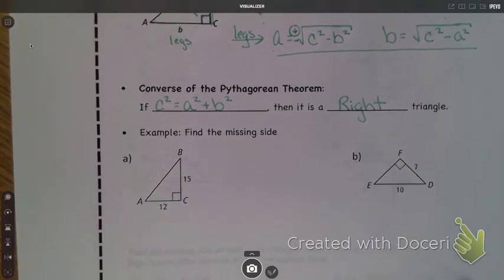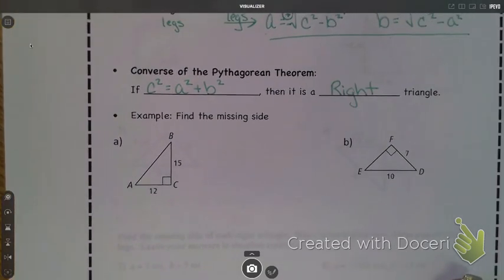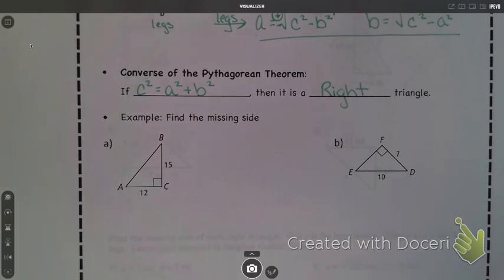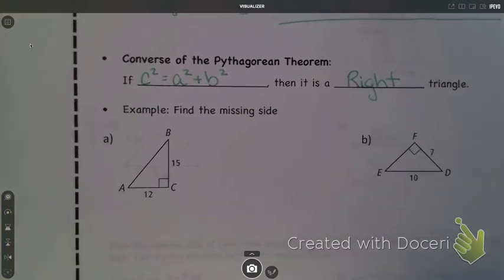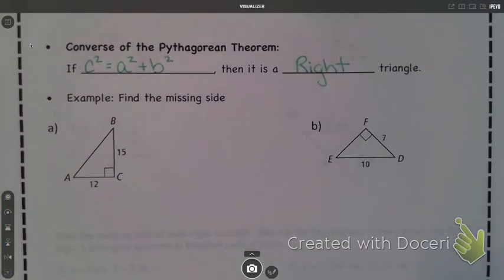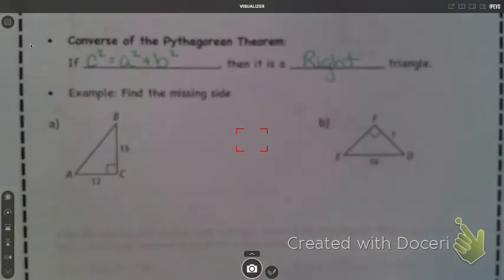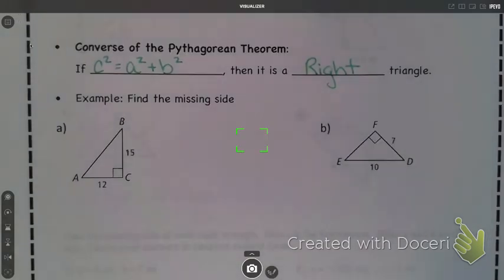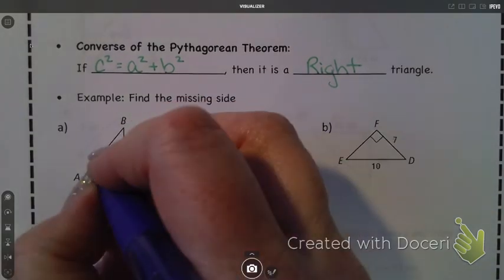Okay. So now it says find the missing parts. So are these right triangles? Yes. How do I know? Because there's a right angle. There's a box there, right? So we're going to use c squared equals a squared plus b squared. Are we finding a leg or the hypotenuse? Hypotenuse. We're finding the hypotenuse.